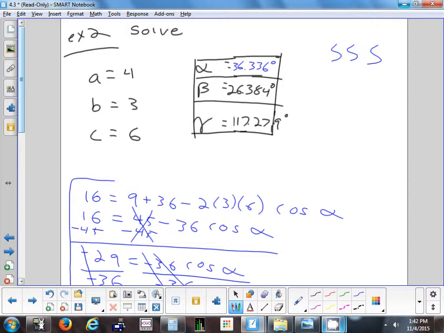Again, it's your option. If you want to use law of cosines, do it one more time to find gamma. You can. It's going to take longer, though. It's up to you. Any question on that one? All right, so, last one.